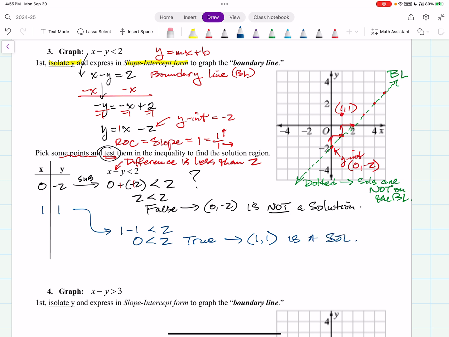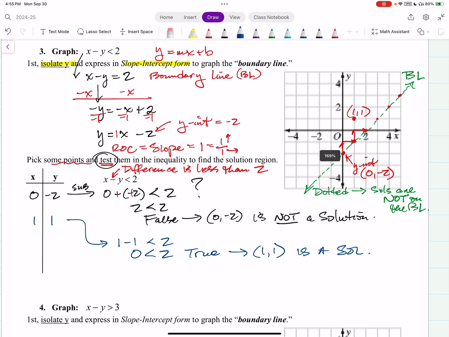So you've got to ask yourself, where is (1, 1) located? And it's above the boundary line. And so if that's a solution, that kind of implies where the other solutions are. So the question is, though, are all the points above the line solutions?